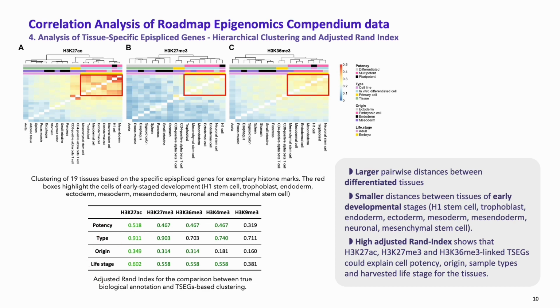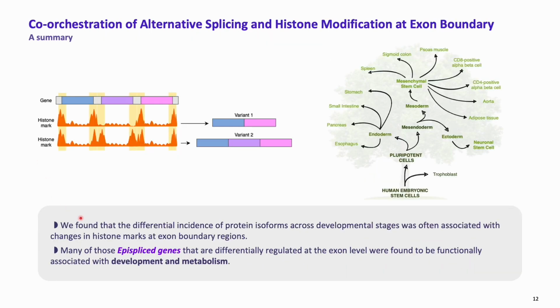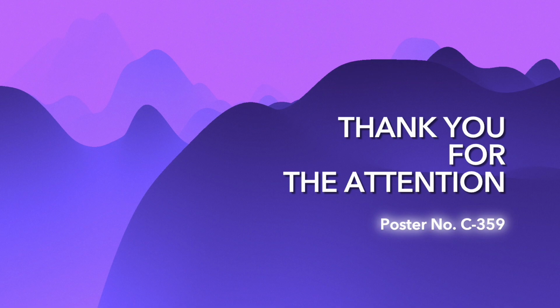In the last step, we performed gene ontology enrichment analysis for each of the histone marks or all episplice genes together, and we saw a lot of terms coming out belonging to developmental processes like organization or cell growth. For the analysis of all episplice genes together, we also see a lot of terms for organization and morphogenesis. So as a summary, we found that the differential incidence of protein isoforms is often associated with histone mark change at the boundary region of an exon, and many of those episplice genes coming from our study are associated with development and metabolism. This is the end of the talk for poster C359. Thank you for your attention.